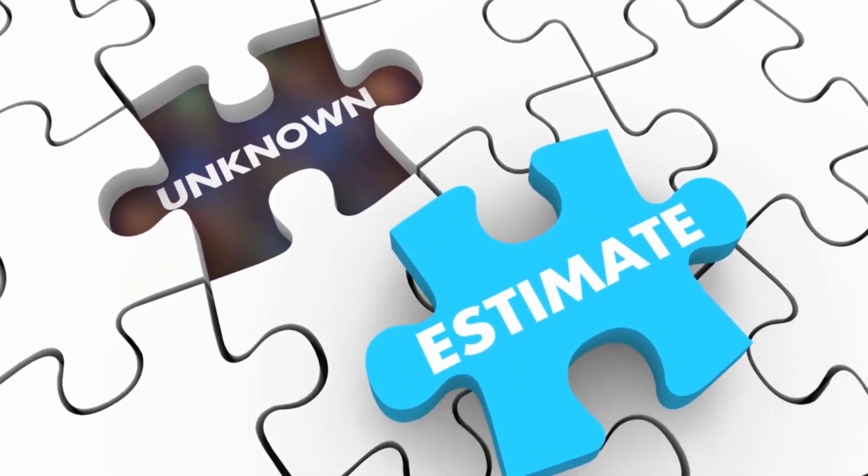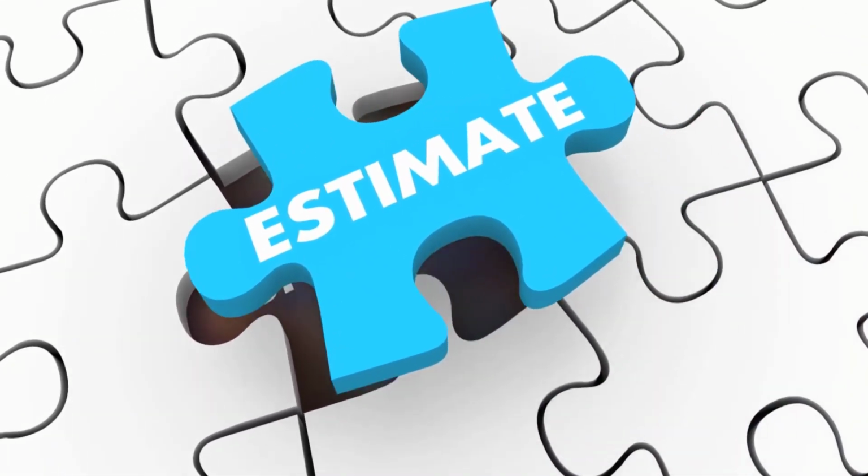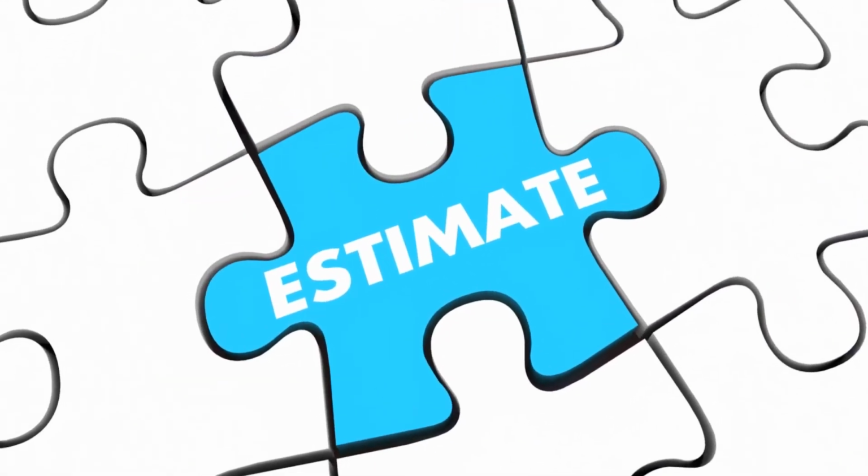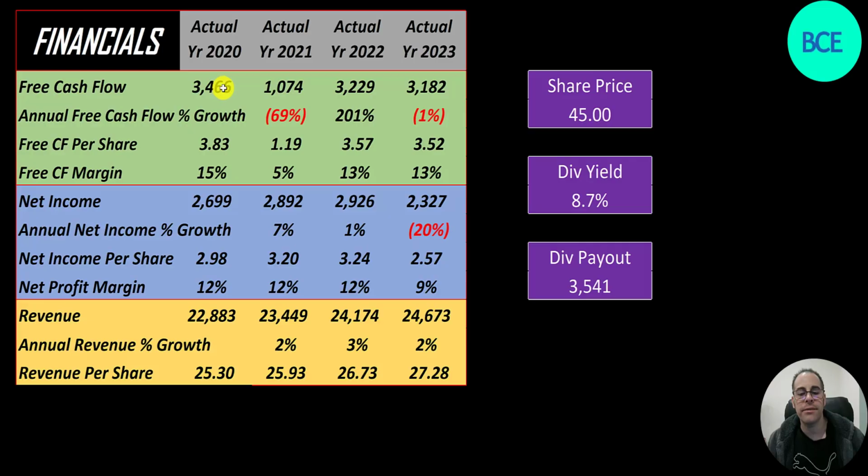The way you value a company is you estimate the free cash flows into the future and then you discount those numbers back to today's value. That's what we're doing in this video. And free cash flow is cash flow from operations minus capital expenditures. Pretty consistent free cash flow, except in 2021, it was low, a little over 1 billion. But besides that, between 3 and 3.5 billion. It tripled from 2021 to 2022, growing 200%.